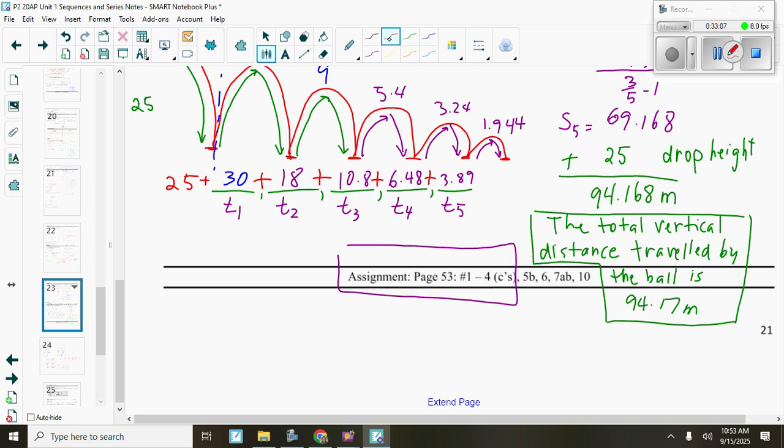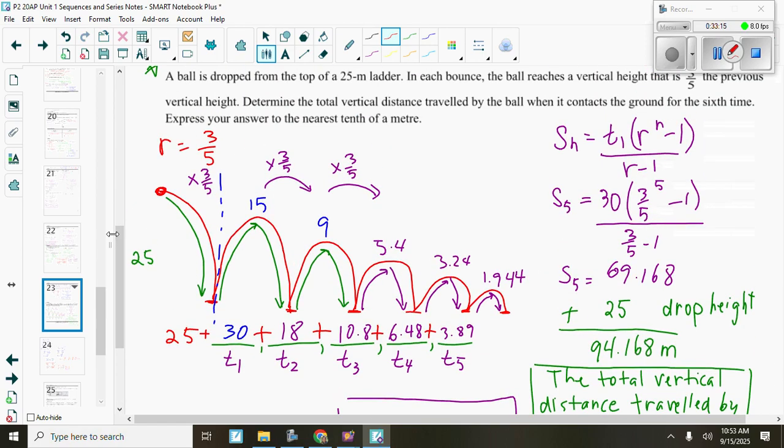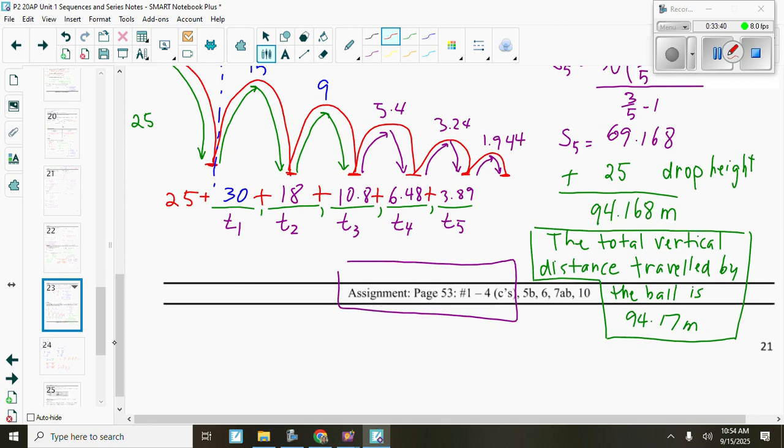In this case, because of the context, I'd be okay with either, because they do give you 3/5 as the common ratio. If you gave me the answer as a fraction, awesome, that is a more accurate answer. However, in the context of measuring things, we would probably say 94.1 meters rather than calling it a fraction. So I would be okay with either. I did it all in decimals.